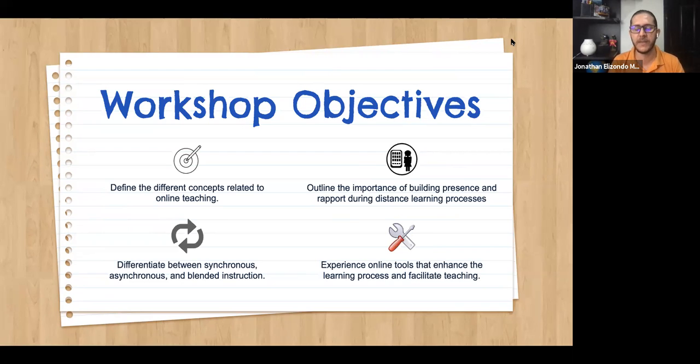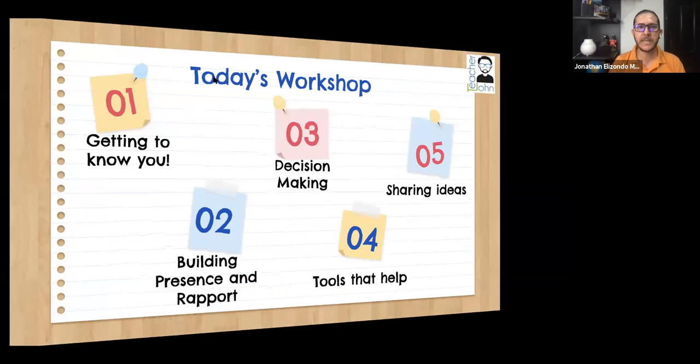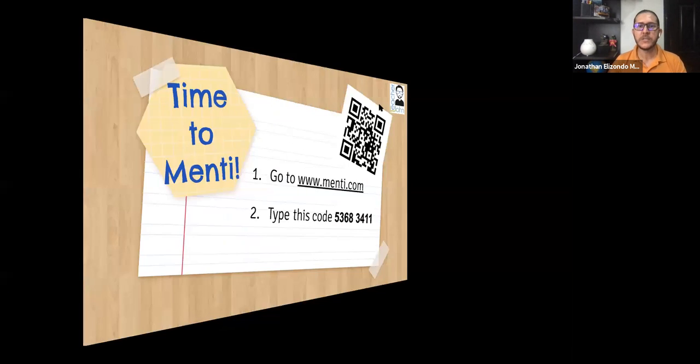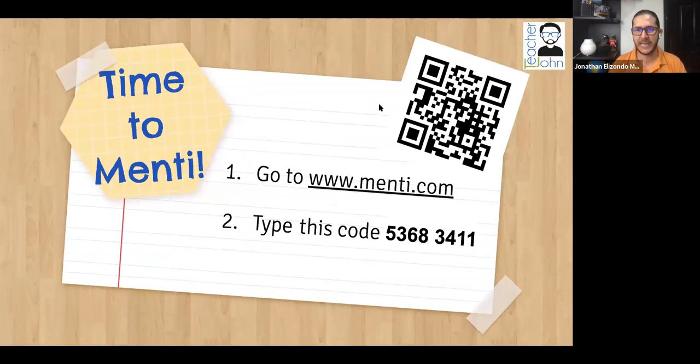And then, if time allows us, we're going to experience some tools that enhance that learning process and might facilitate our teaching. Okay. So here is the agenda. I want to know you a little bit. Then we're going to talk about building presence and rapport. We will talk about some decision making, look at some tools that help, and then we might be sharing some ideas together. Okay. So first, we're going to go to Menti.